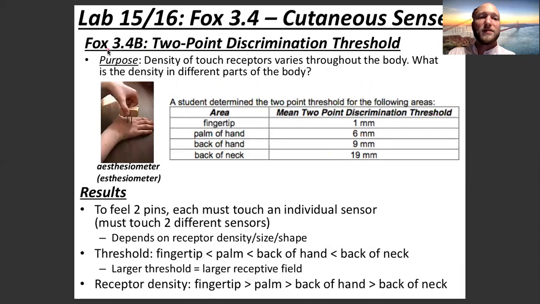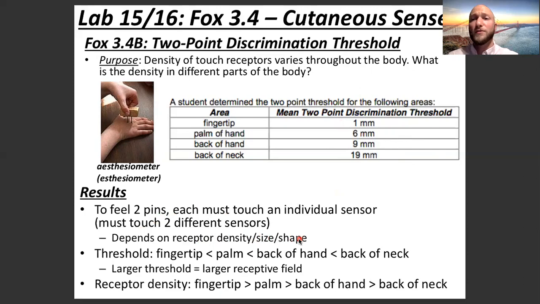For the 2-point threshold, you can see the results right here. This experiment is easy to do at home with a paper clip. You can unfold a paper clip, get the 2 pointy ends, and start with them right next to each other and slowly spread them apart. You'll notice when the 2 points are right next to each other, even on your fingertip, you can't tell that it's 2 different points. But as you spread it apart to 1 millimeter, 2 millimeter, 3 millimeter, you'll start to feel that they're 2. And you'll notice that this number, how far apart they need to be, is different for different body parts. It depends on receptor density, size, and shape.